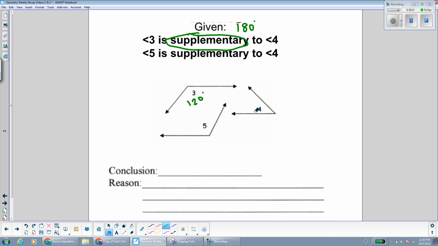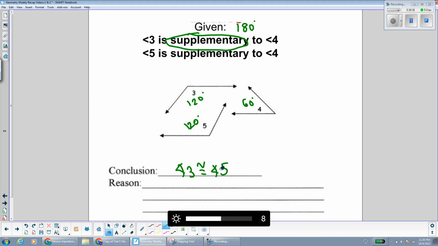Since 3 and 4 are supplementary, 4 has no choice but to be 60 degrees to make 180 degrees. Since angle 5 and angle 4 are supplementary, angle 5 has no choice to also be 120 to make 180 with angle 4. So we see here that angle 3 and angle 5 need to be congruent to each other. And let's summarize what we just said out loud with a reason.